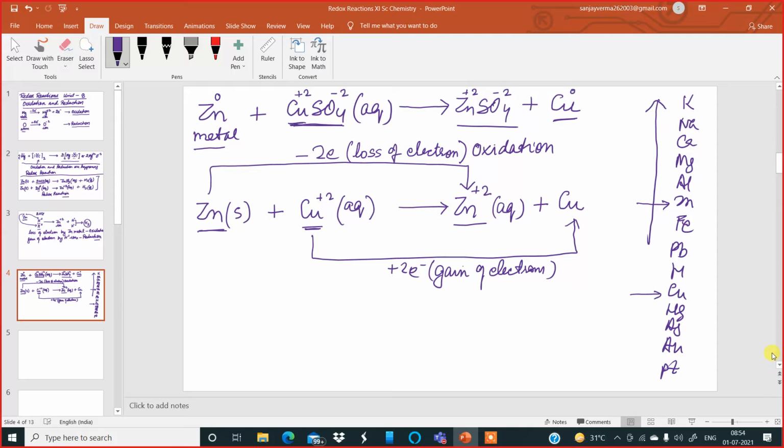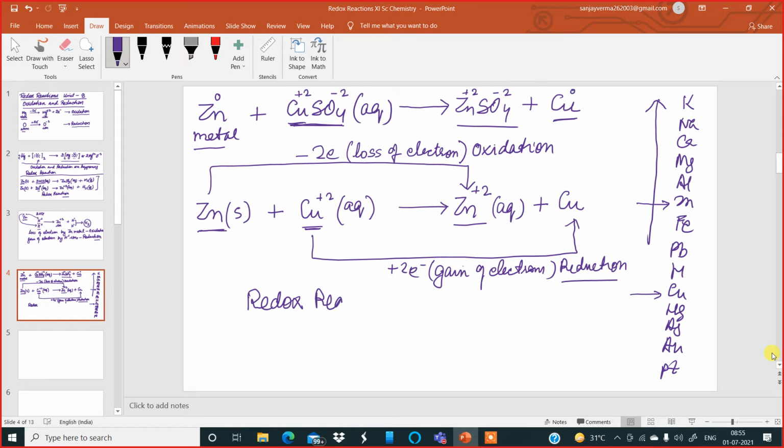Loss of electrons means oxidation. I am repeating several times. Now, on the other side, this copper ion is gaining two electrons. So, gain of electrons is reduction. Is it clear now? Is this example clear? So, can we call this reaction, which is a simple displacement reaction, an example of redox reaction?